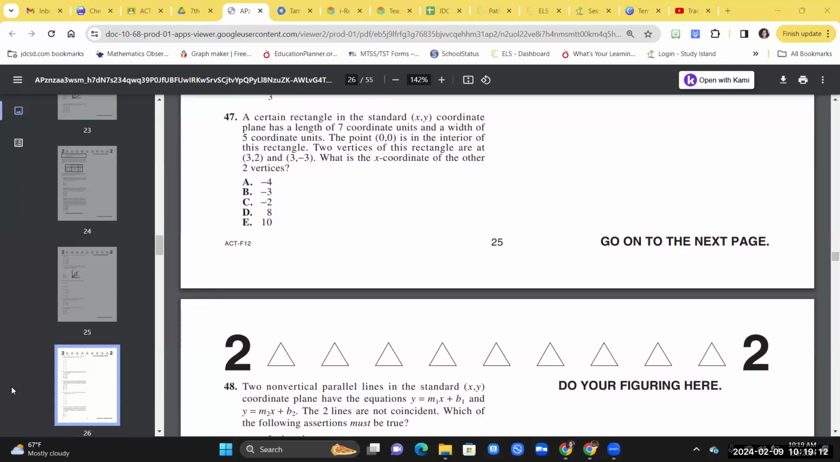All right. A certain rectangle in the standard xy-coordinate plane has a length of 7 coordinate units and a width of 5 units. The point (0, 0) is in the interior of the rectangle. Two vertices of the rectangle are (3, 2) and (3, -3). What is the x-coordinate of the other two vertices?